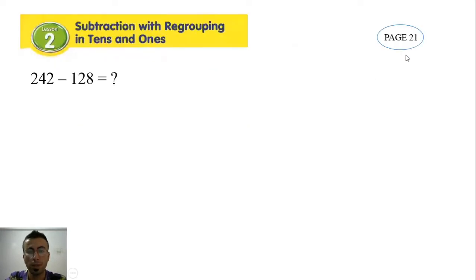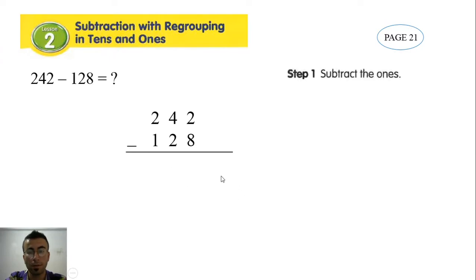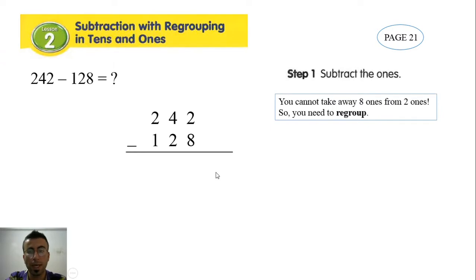Page 21. 242 minus 128. Let's write it down. First, we need to subtract the ones. But we cannot take away 8 ones from 2 ones. So we need to regroup. Let's take 1 ten from the tens side. Okay? 1 ten is 10 ones. Okay?